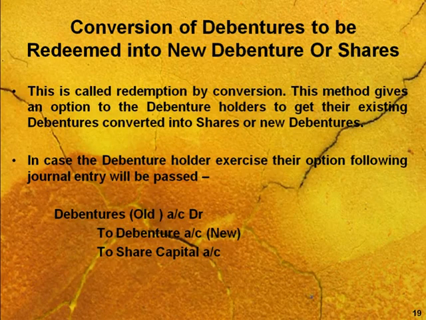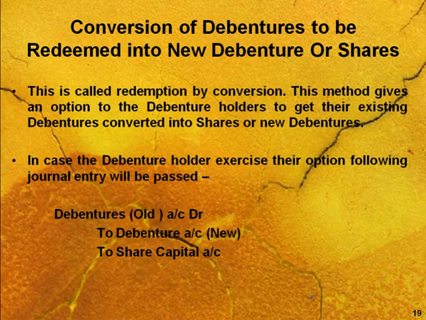For this, if debenture holder is exercising this option, this entry will be passed: old debenture account debit to new debenture account or to share capital account. If suppose they are just choosing new debenture, then new debenture will be credited. If they are choosing new share capital of equity or preference share, they will come on the credit side. But it depends on the exercise of the option.